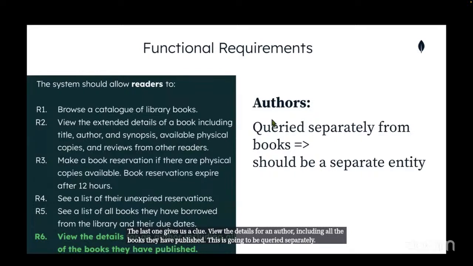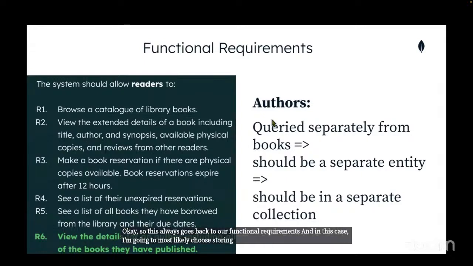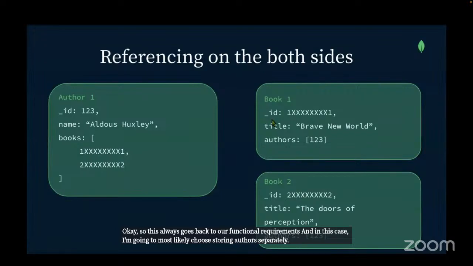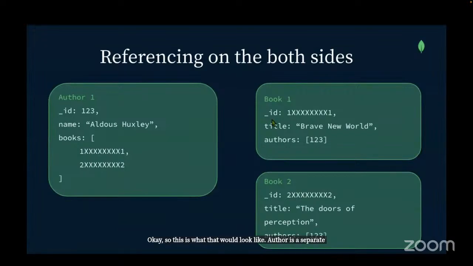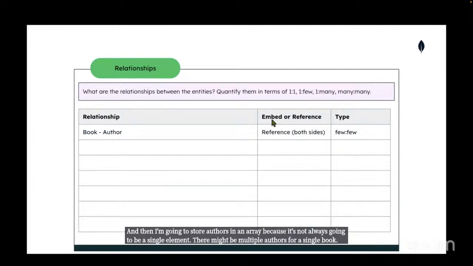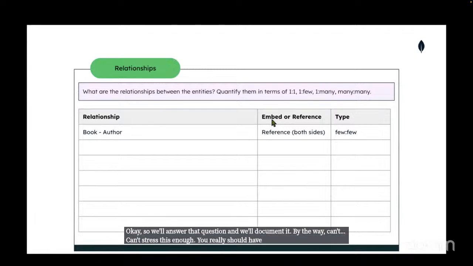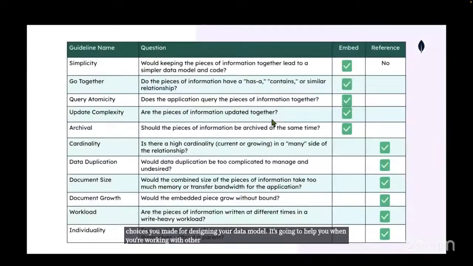So this always goes back to our functional requirements. And in this case, I'm most likely going to choose storing authors separately. This is what that would look like. Author is a separate collection of documents. And then I'm going to store authors in an array because it's not always going to be a single element. There might be multiple authors for a single book. So we'll answer that question and we'll document it. By the way, I can't stress this enough: you really should have good documentation about the choices you made for designing your data model. It's going to help you when you're working with other developers.